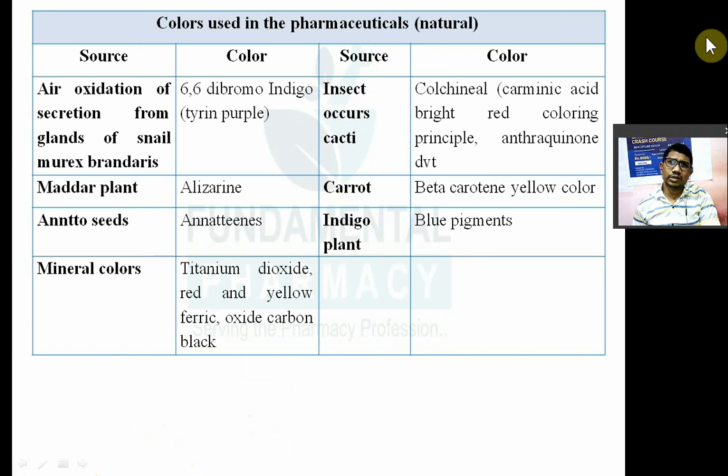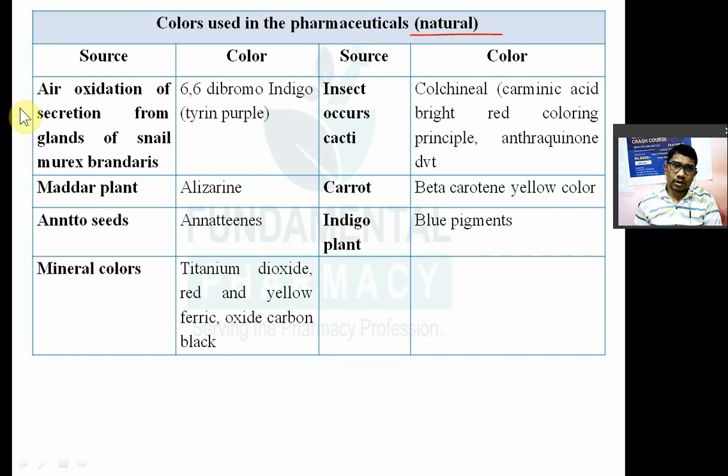Now colors used in the pharmaceutical. Colors are used in the formulation to enhance its appearance, to enhance the aesthetic value. Whatever colors we are using in the formulation may be either natural color or semi-synthetic or synthetic color. Now colors in the pharmaceutical, natural color, naturally these ones.